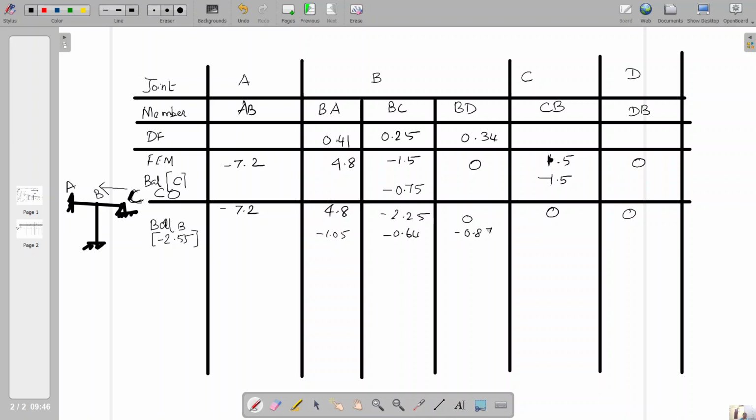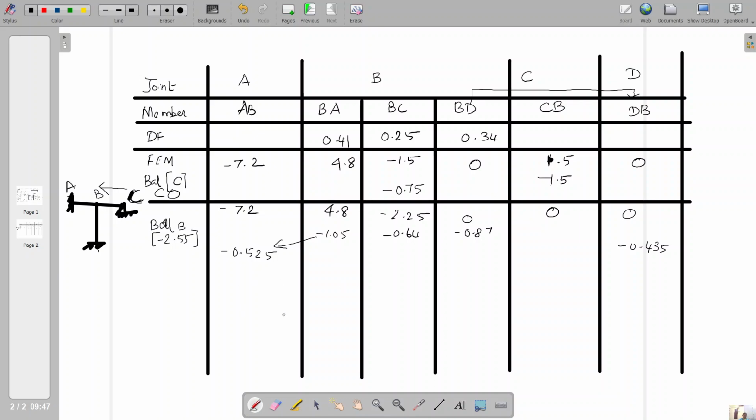Now the carryover should be done. From the joint B, half of the moment should be carried over to A, and half of the moment to D. You can easily carry over minus 1.05 from B to A, so it is minus 0.525. Next, B to D should be carried over, but the nearest span we have mentioned as CB. We should not carry over to the nearest span. It should be carried over B to D. So minus 0.87 by 2 is minus 0.435, which should be carried over to the D support.